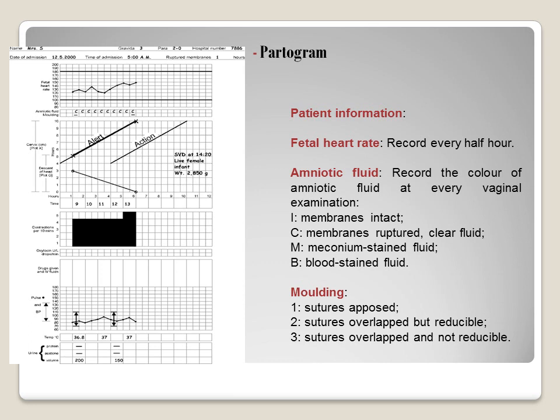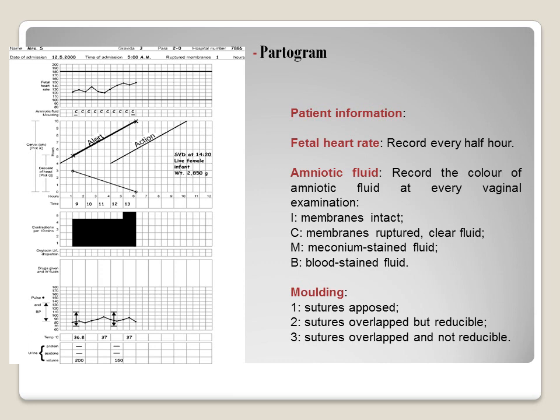record the color of amniotic fluid at every vaginal examination وراح نمليه بالحروف التالية ممكن I which is mean the membrane is intact or C membrane rupture but it is clear fluid M is meconium stained fluid وهو واحد من الأشياء المهمة اللي تنطينا indication there is a fetal distress and P which is a blood stained fluid ويحدث في بعض الحالات مثلا لما تحدث placental premature separation اللي هي مصطلح الأبرابشن.